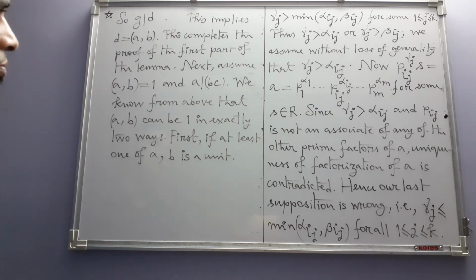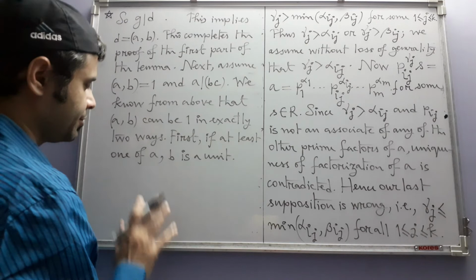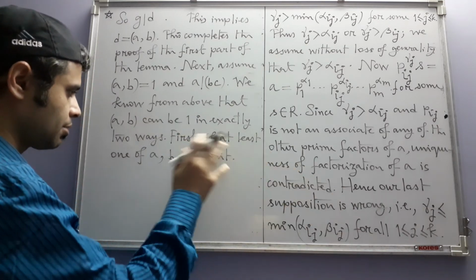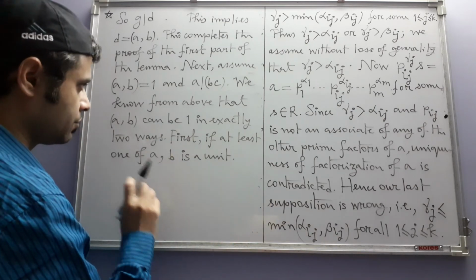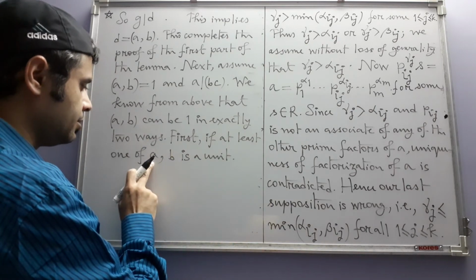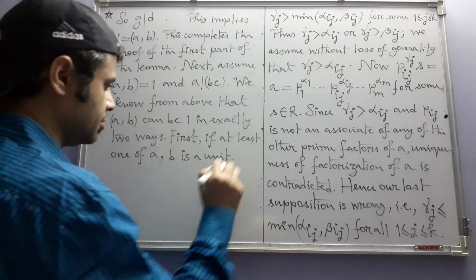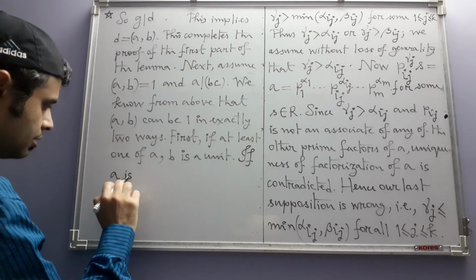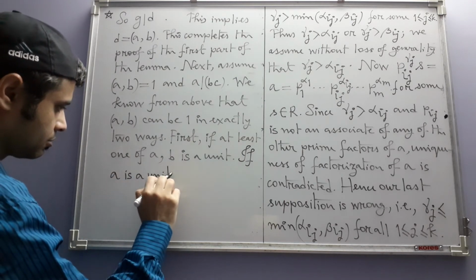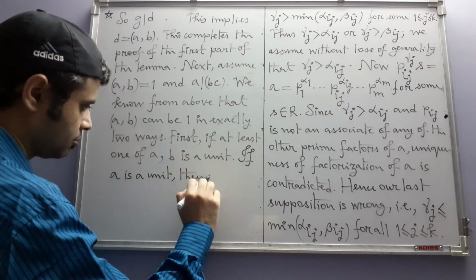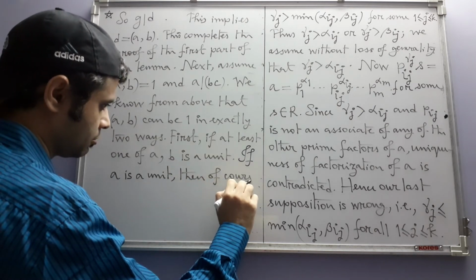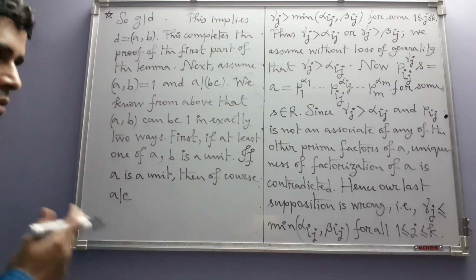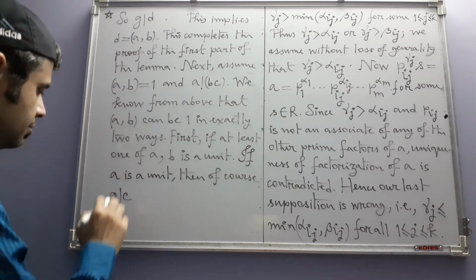Okay, so now if we have to actually look at both the cases, not this one and the other one, but here itself we have two cases. Now if A is a unit, and what happens if B is a unit? If A is a unit, then of course A divides C, because any unit divides all the elements of a ring.